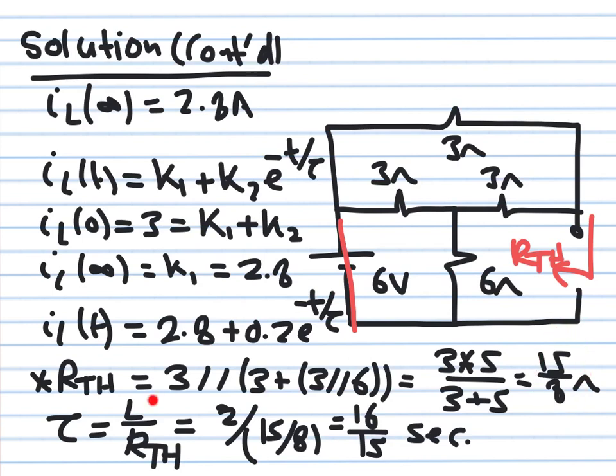Then the time constant for the charging or discharging of this inductor is L over R Thevenin. I am repeating, this is L over R Thevenin. I had a typo in the previous slide. L is given to us as 2 Henry, the value of the inductance, and R Thevenin is 15 over 8. So if you do that, you get 16 over 15 seconds.